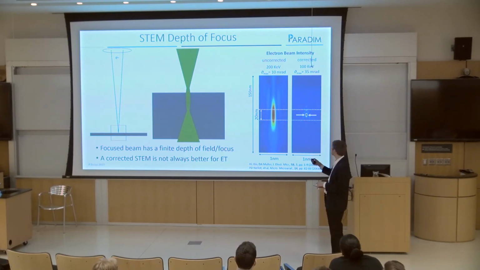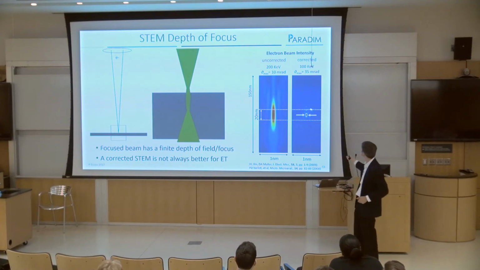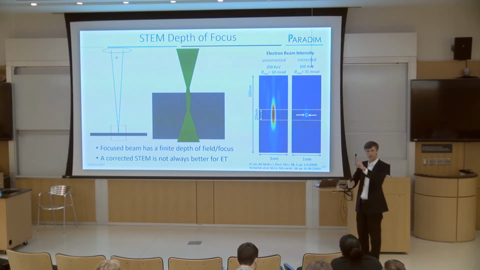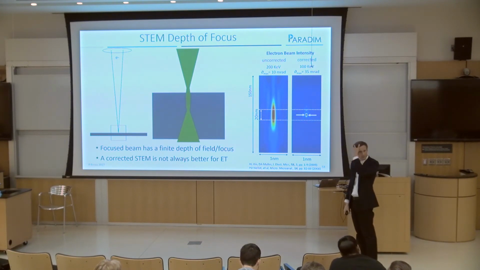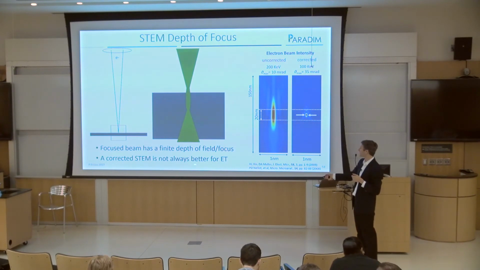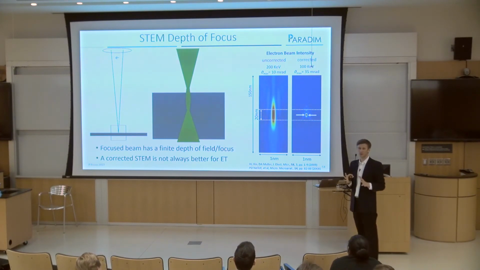So in a lot of cases, you don't want to go towards these corrected microscopes, because at 100 kV with a 35 milliradian convergence angle, you have only a 6 nanometer depth of field. So that's not useful for most tomography stuff. Okay? So in general, I want to say a corrected STEM is not always better for electron tomography.